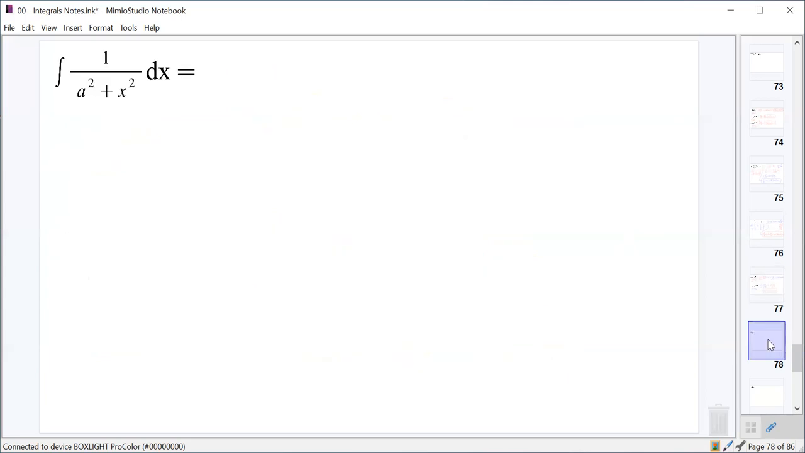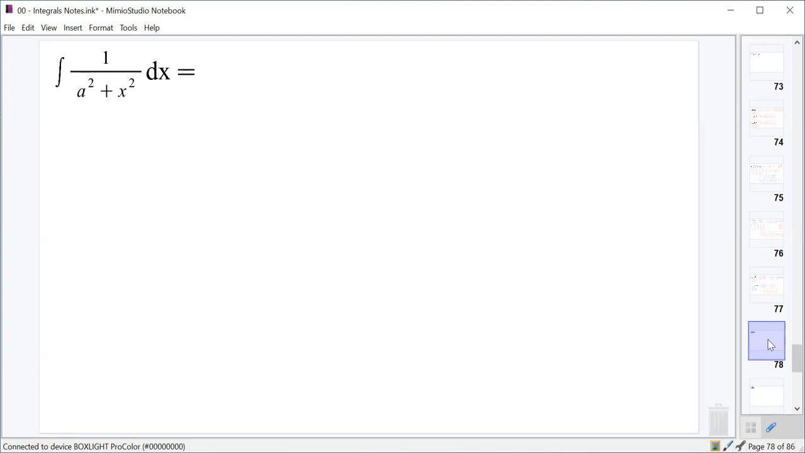So we're going to finish today up with a couple of quick special cases that on rare occasions pop up on the multiple choice of the DAT test. It doesn't happen very often, but it's good to see the technique, and you're going to use these a lot in Calc 2 anyway. So we want to integrate 1 over a squared plus x squared dx.